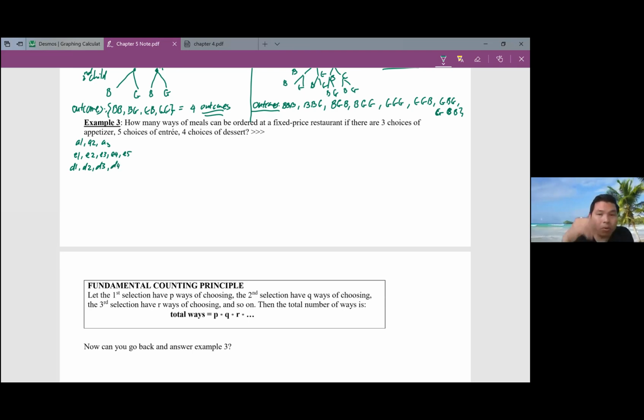For example, you walk into a restaurant, pick a plate, pick your choices, and pay just one price. Let's get a feel for how crazy this could be. I pick my appetizer A1, then I can pick the first entree E1, and the first dessert D1.